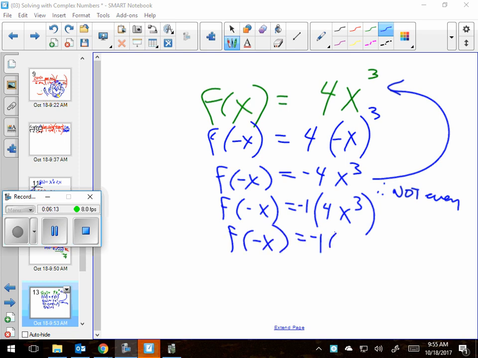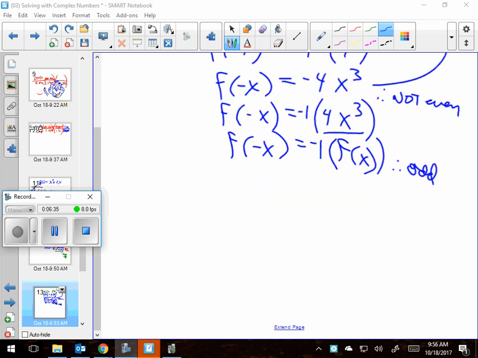Negative 1, what? F of x, because that's f of x. And if you can end with a proof statement like that, ooh, that's the one that proves odd. You can say, therefore, odd. Scroll that up a little bit. All right, let's do one more that's even.